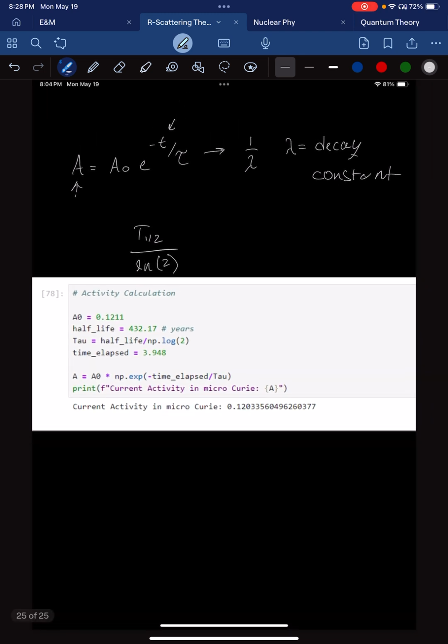Don't ask me where the natural log of 2 comes from. Not too sure on that. However, I can get back to you guys on that. But this is the equation, and it's basically just plug and chug. I went ahead and just did it in Python. Just easier that way, so I have it all with the other stuff.